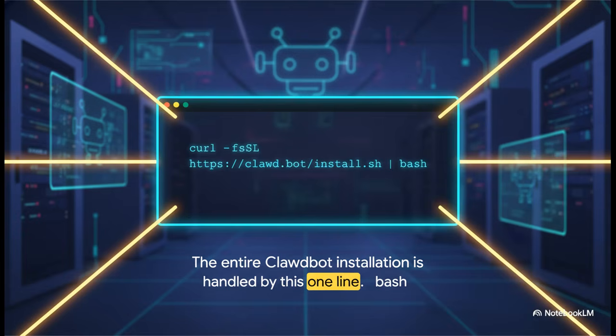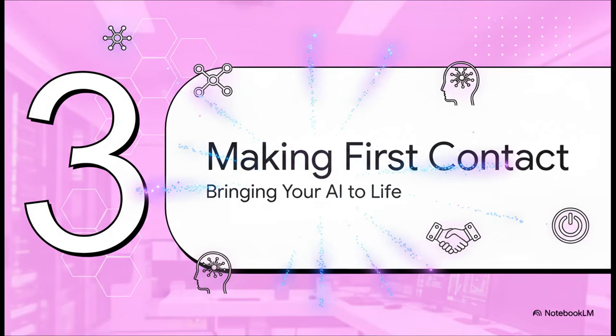Easy, right? All right, now for the main event. Installing Clawdbot itself is, get this, just one single line. That's it. Paste this into your terminal, hit enter, and it just handles the entire installation for you. And with that, all the software is installed. We are ready to wake it up. Which brings us to the moment we've been waiting for. Section 3, making first contact.